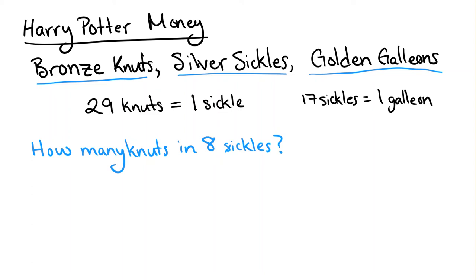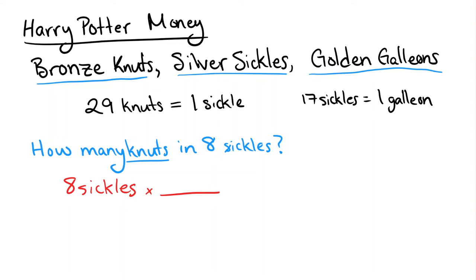The first question is, how many knuts would be in 8 sickles? Now, if you're a mathy kind of person, you can work this out relatively easily. But if you're not a mathy kind of person, we're going to use something called unit analysis or dimensional analysis, okay? So I'm going to start with 8 sickles, because that's what I know I have, and I'm going to multiply by a conversion factor.